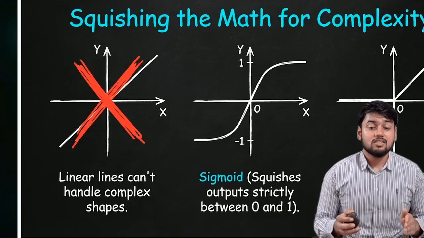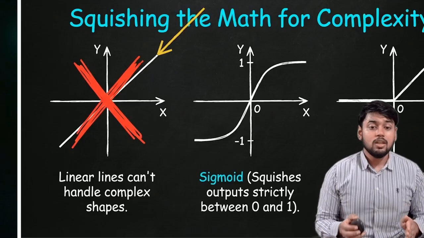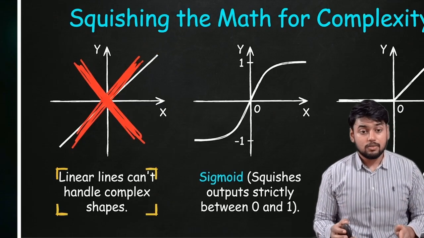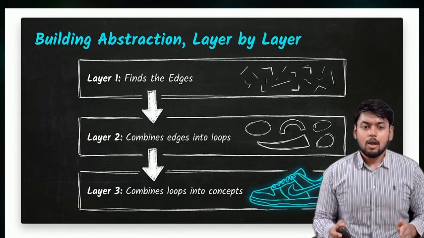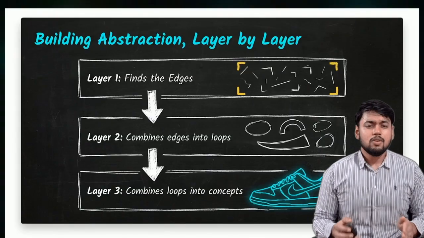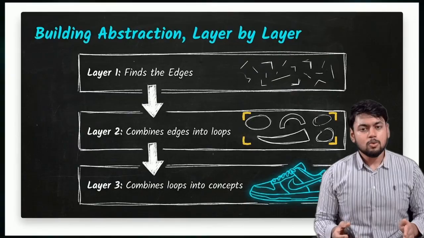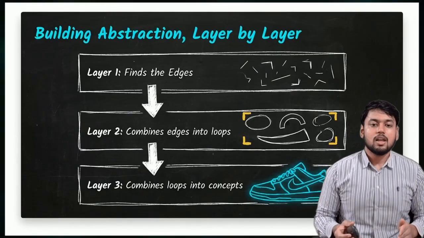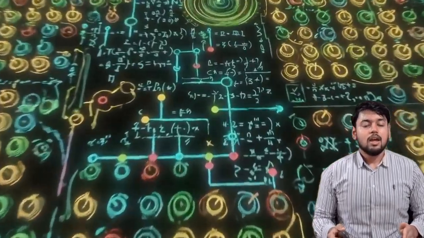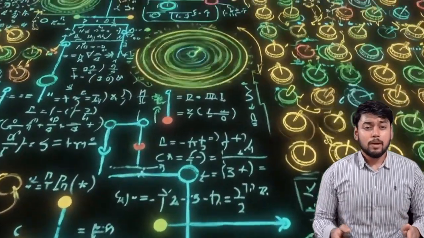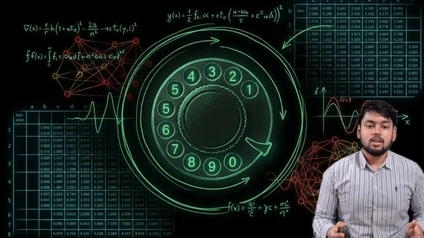Now, linear logic is rigid. To handle the fluid complexity of a shoe or a digit, we need to bend these straight lines into curves. We use functions like sigmoid or ReLU to create squiggles. By stacking these bent lines, we create a hierarchy. Layer 1 might only detect simple edges. Layer 2 combines those edges into loops. Layer 3 finally recognizes concepts like a sole or a lace. It is thousands of tiny, bent mathematical operations working together to transform raw pixels into a decision.